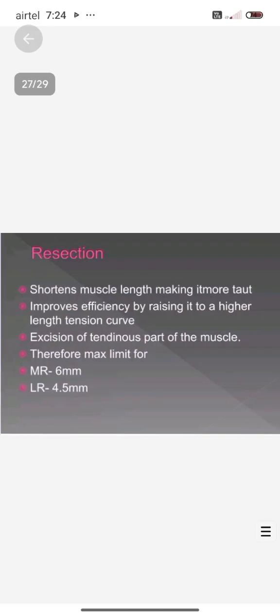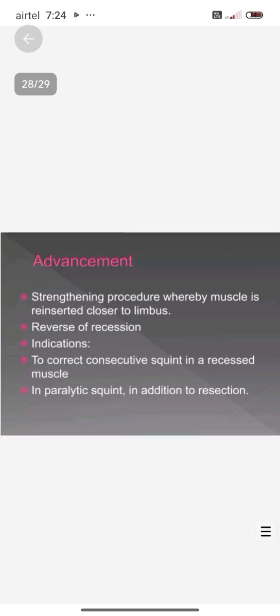Strengthening procedures: resection, advancement, transpositioning of adjusting muscles. Resection is shortening the muscle length, making it more tight. It improves effectiveness by raising a higher length-tension curve. Excessive resection is part of the tendon, therefore there is a maximum limit: medial rectus 6 mm, lateral rectus 4.5 mm.